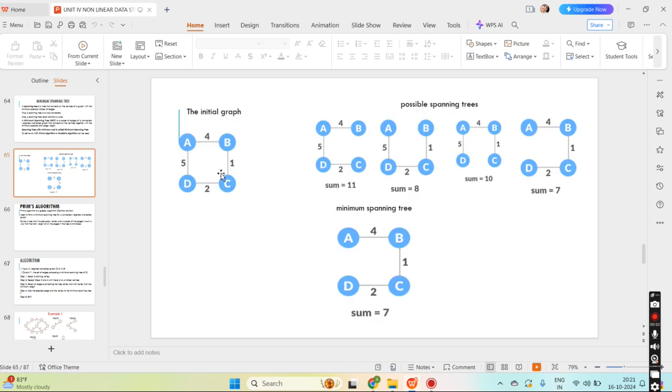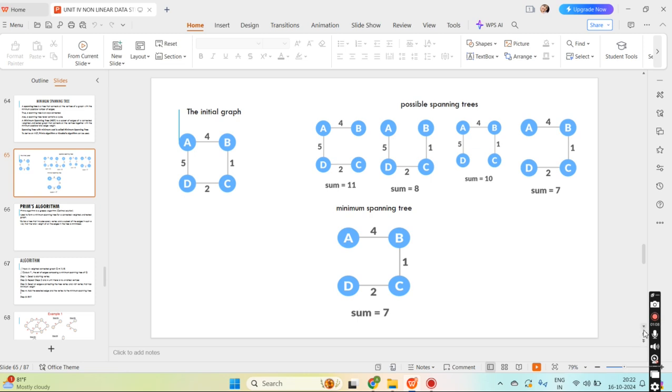Based on this graph, we have to create a spanning tree. That means the possible number of spanning trees. The formula for the possible number is n to the power n minus 2, where n is the number of vertices. In this graph I am using 4 vertices, so 4 to the power 4 minus 2, which is 4 squared, equal to 16. So we can create 16 possible spanning trees based on this graph, and we also have to calculate the weight for each spanning tree. And this is a spanning tree example.